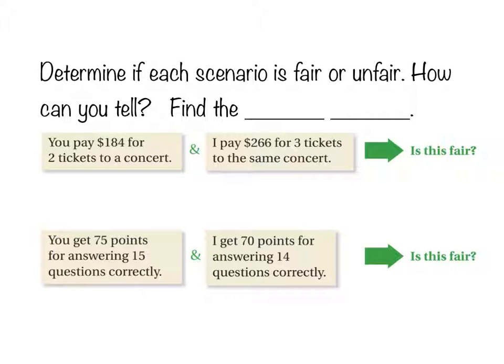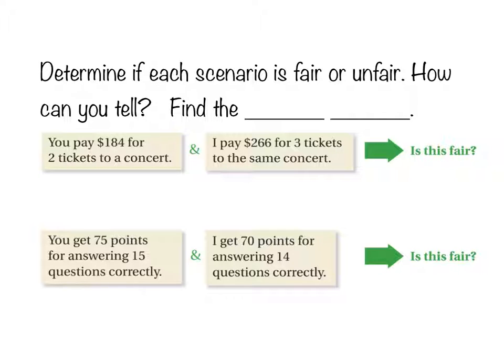All right, this is section 5.2, proportions. To start with this section, we'll start with a little review of what we were doing last section, 5.1, which was over unit rates and ratios. This one says, determine if each scenario is fair or unfair, and how can you tell?